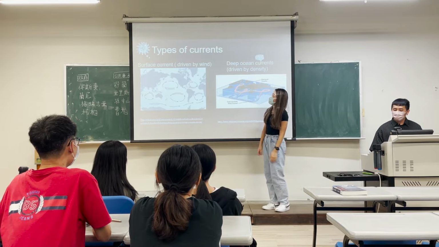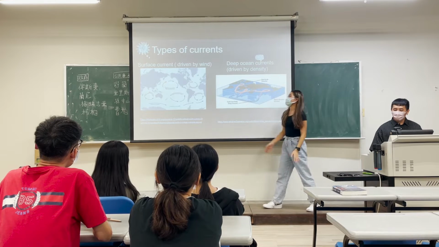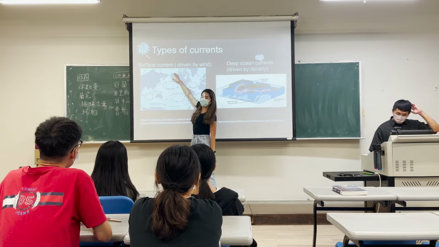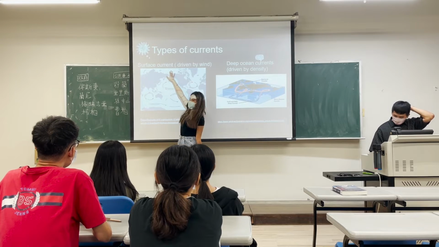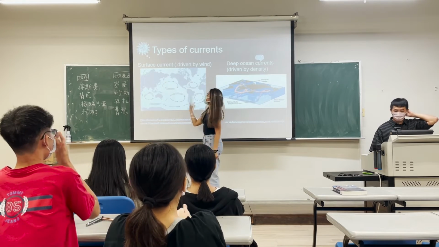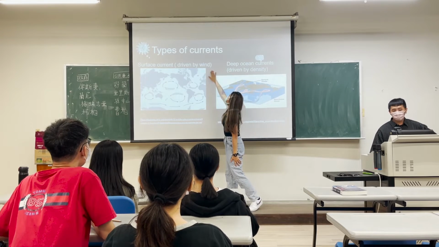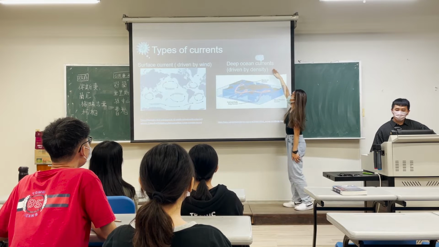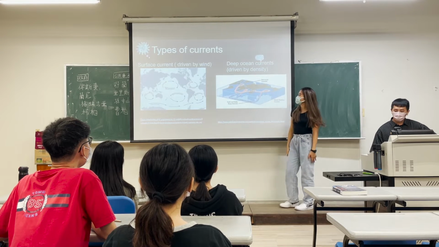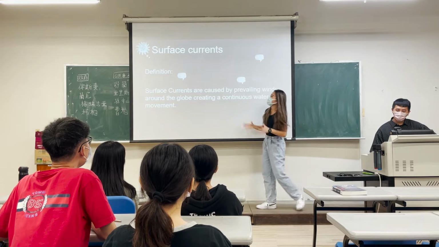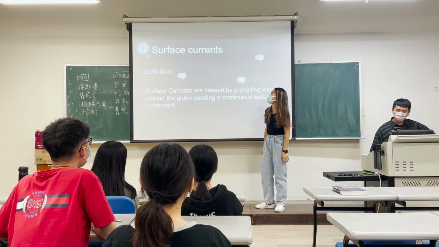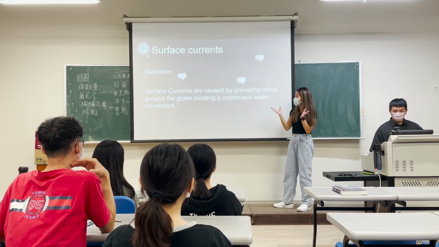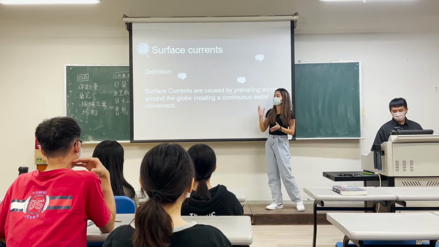Next, we're going to talk about types of currents. The types of current are divided into two types. The first one is surface current. Repeat after me. Surface current. The surface current is driven by wind. And what is the deep ocean current? The deep ocean current is driven by density. Okay, let's give surface current a definition. Surface currents are caused by prevailing winds around the globe, creating a continuous water movement.